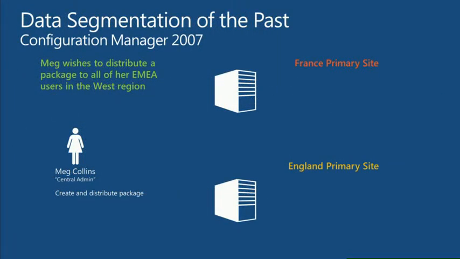Okay, data segmentation in the past. Meg wants to go distribute a package to all of her EMEA users in the West region. We have Luis, who's a French admin in the French collection, so he has to go onto the French primary site to do all of his stuff.